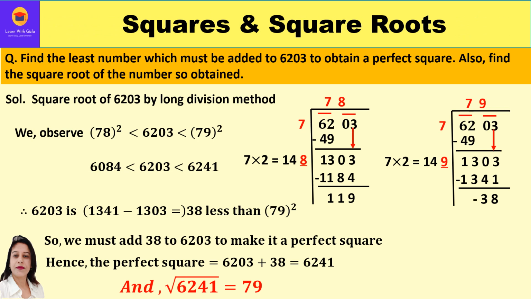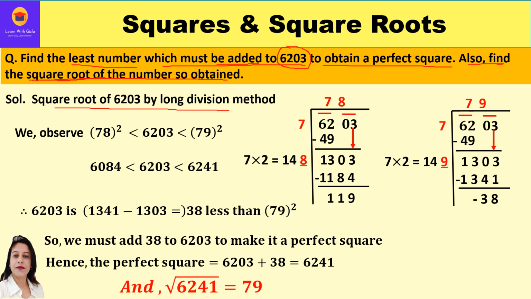So the first question is: find the least number which must be added to 6203 to obtain a perfect square. Also find the square root of the number so obtained. Now over here this number 6203 is not a perfect square number. To obtain a perfect square number we need to add some number to it. We also have to find the square root of the number which we will obtain. So let us start by finding the square root of 6203 by long division method.